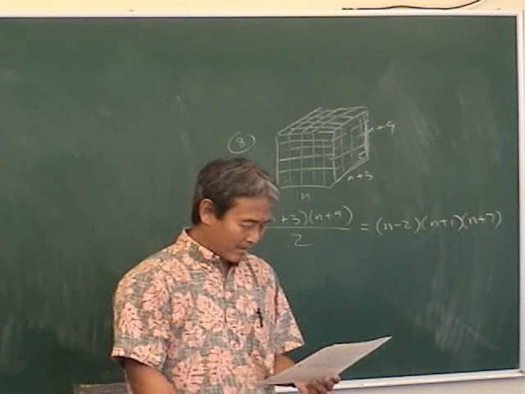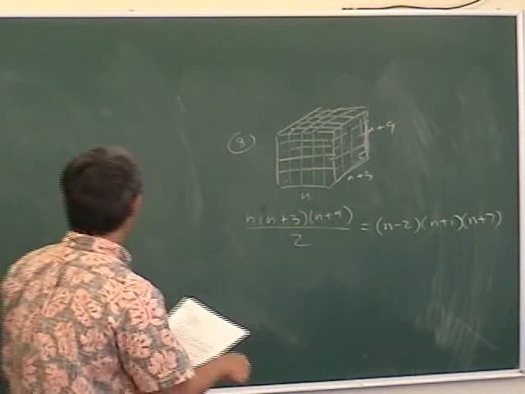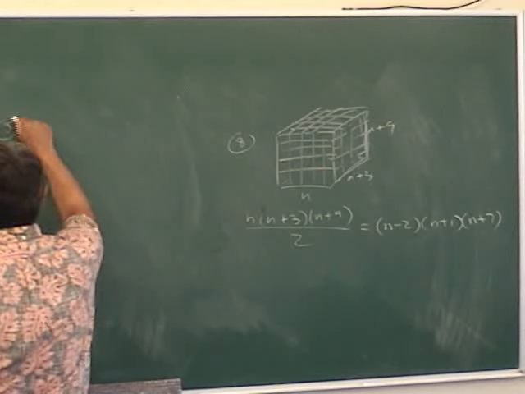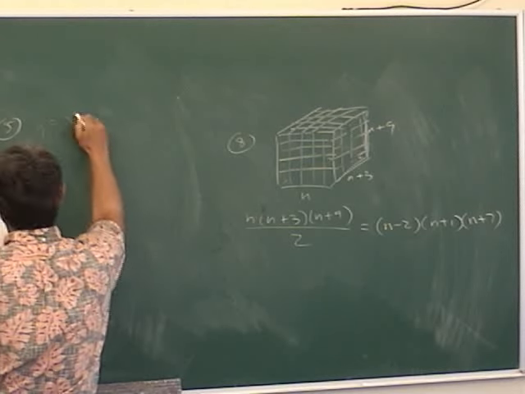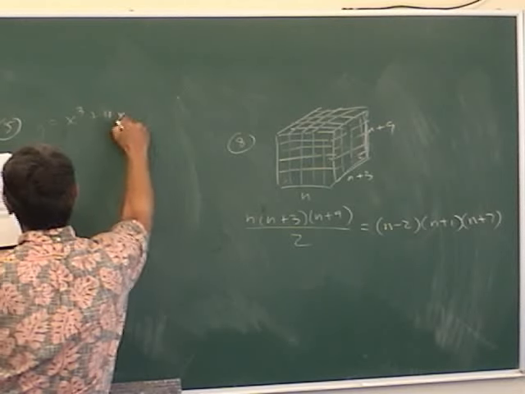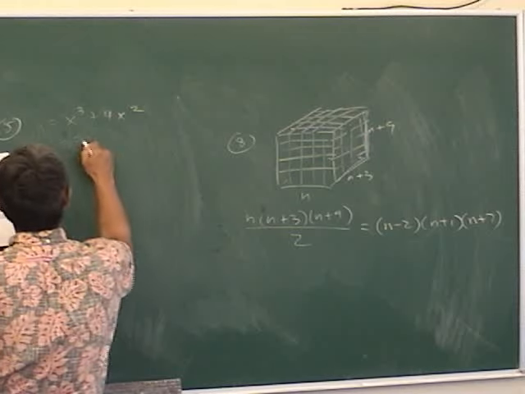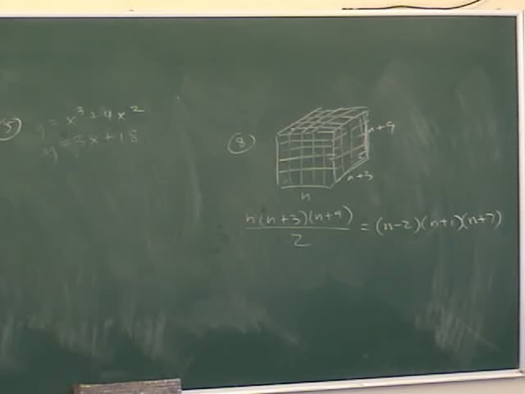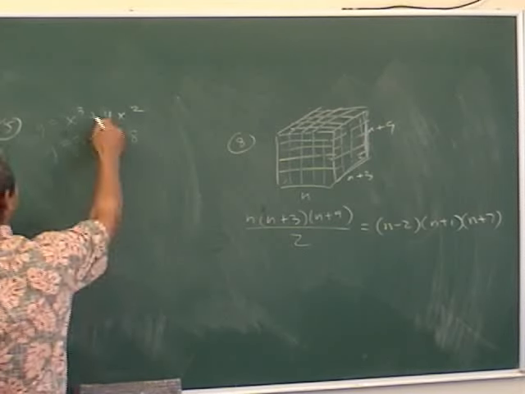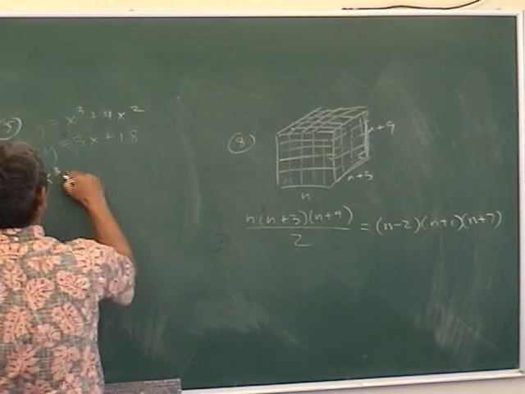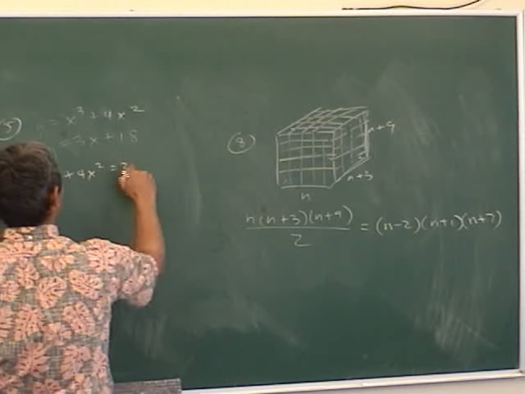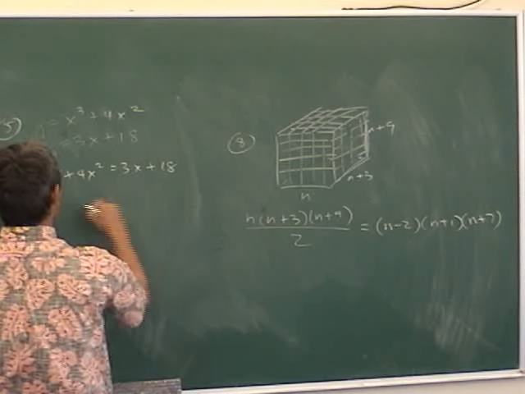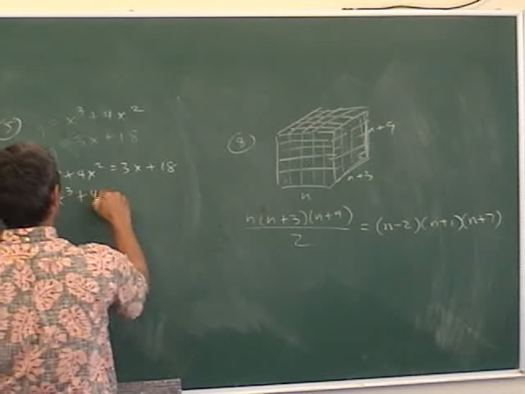Okay, number 5. Graph and label all points of intersection. This is possibly on the quiz. y equals x cubed plus 4x squared, y equals 3x plus 18. What should I do first, start graphing or find where they intersect? Find where they intersect, because then you can use that to draw your graph, right? So substitute: x cubed plus 4x squared equals 3x plus 18. It's a cubic equation, so we're going to make one side 0.